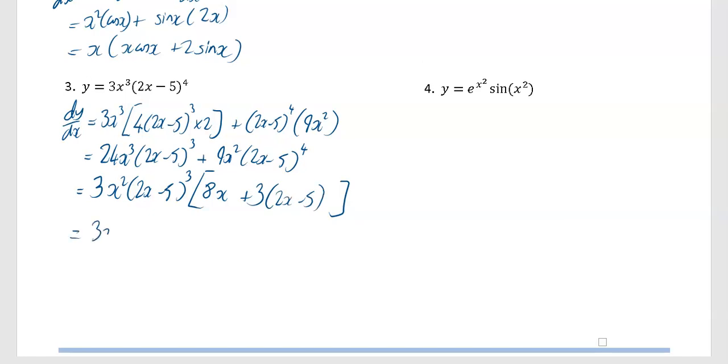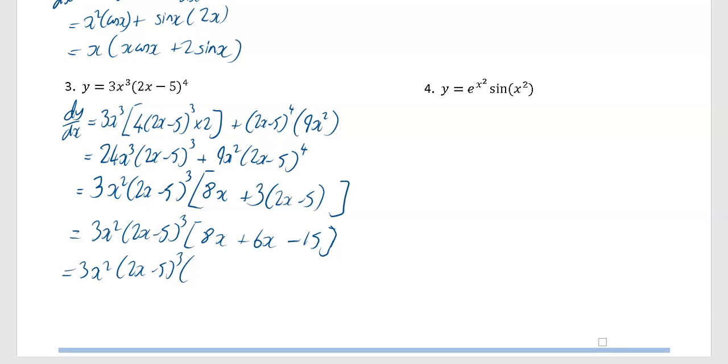Okay, tidy up, we'll write our 3x squared times 2x minus 5 cubed, and inside this big square bracket, we're going to multiply out and tidy up. So we'll just do that in 2 steps. You're going to have 8x plus 6x minus 15. And then we'll tidy that last thing up again. That's going to be 3x squared, 2x minus 5 cubed, 8x plus 6x is going to be 14x, and then minus 15. Just check that there's nothing else that factorizes outside out of this bracket, and there's not. So that is as good as we can go, and that's us done.